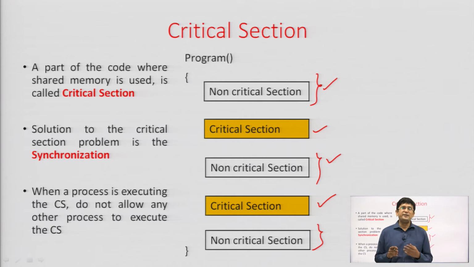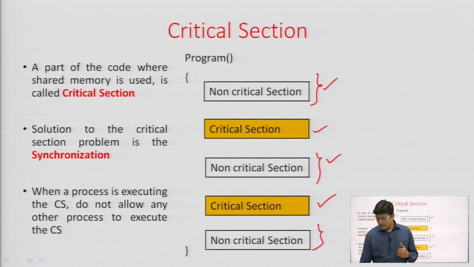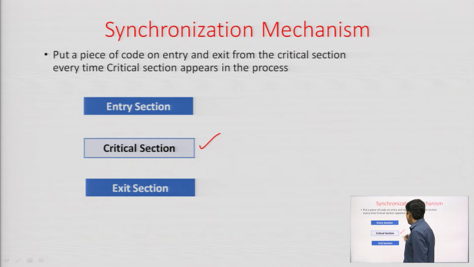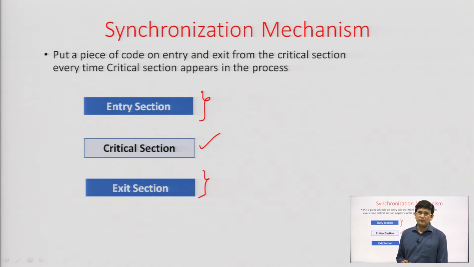A synchronization mechanism is required to access the critical section. It means that if one process is executing the critical section, that is, using the shared variable, the other process should not be allowed to use the critical section. We should maintain this order, or this scheme, such that we obtain a consistent value of the shared variable. So, the solution to the critical section problem will be the synchronization mechanism, and the synchronization mechanism involves the addition of the entry section and the exit section above and below the critical section.